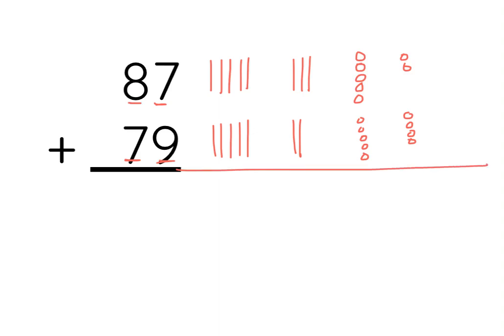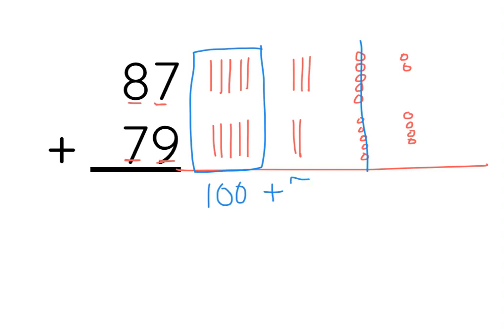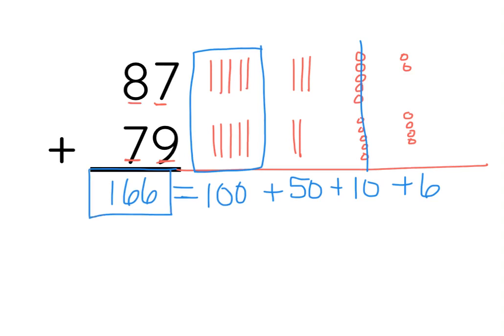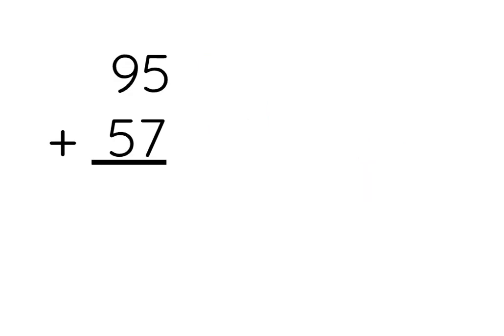Do you see how easy it is? I can see my 100. I can see my 10. So 100 plus 50 plus 10 plus 6 equals 166. That's why I like digits that are 5 or more, because then everything just lines up nicely.